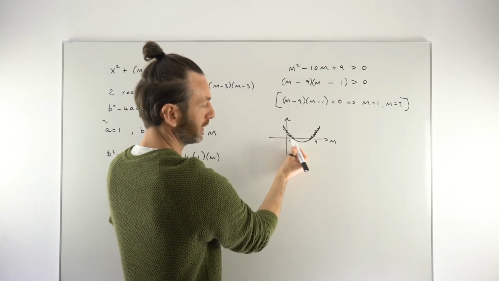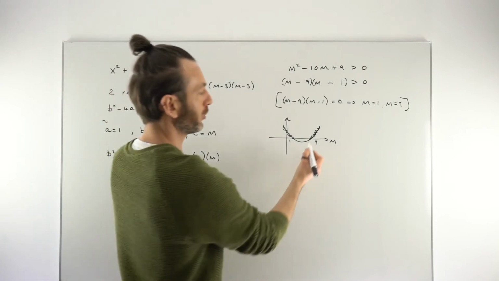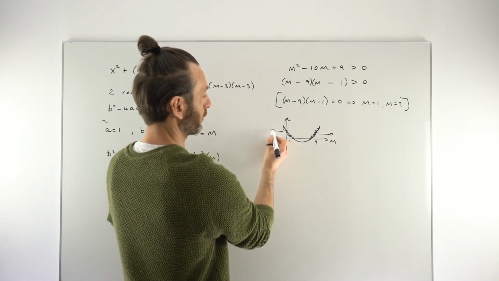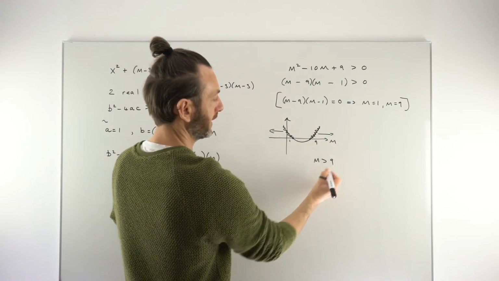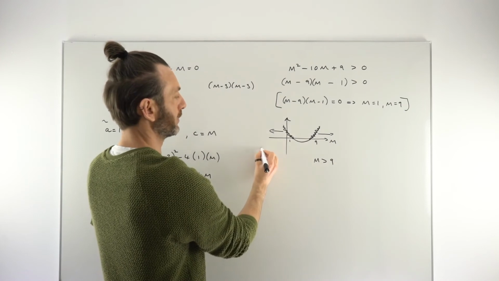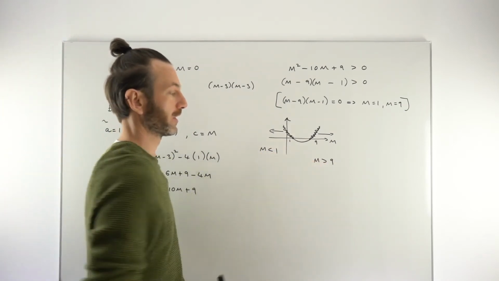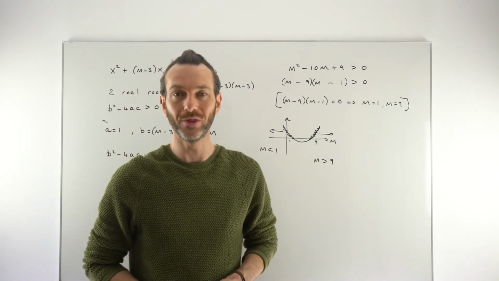The part we don't want is where it's below the m-axis, I should say. So we want all the m values going this way, and all the m values going that way. So for this part here, that's going to be all the m values greater than 9, and for this part here, it's going to be all the m values less than 1. So that's where the range of values that they mention in the question comes from. So that is a solution for that question.